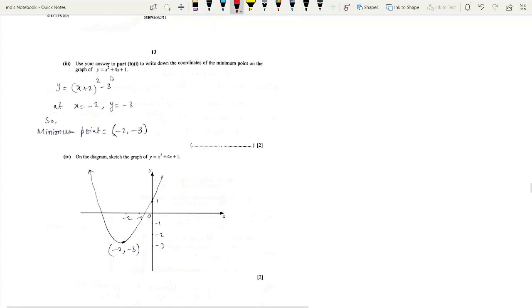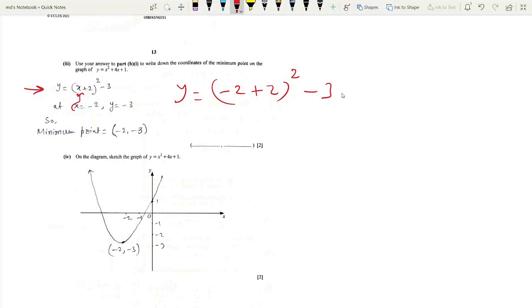Now third one, use your answer to B part to write down the coordinates of the minimum point on the curve. So y was, we already found, y equals (x plus 2) whole square minus 3. When you put x equals minus 2 here, then minus 2 plus 2 is 0, so you will get y equals minus 3, right? This is minus 2 plus 2 whole square minus 3. So this is 0, right? So 0 minus 3 is minus 3. You can check. So the minimum point will be minus 2 and minus 3. So this is minus 2 and this is minus 3.